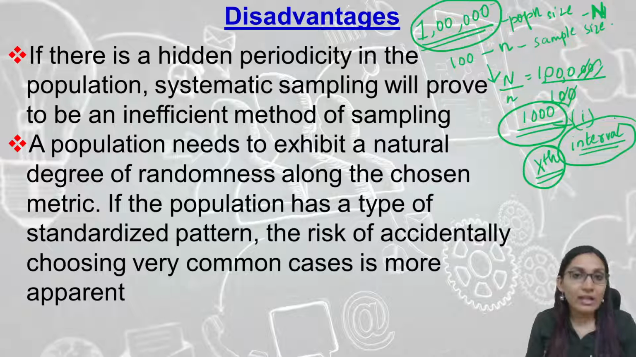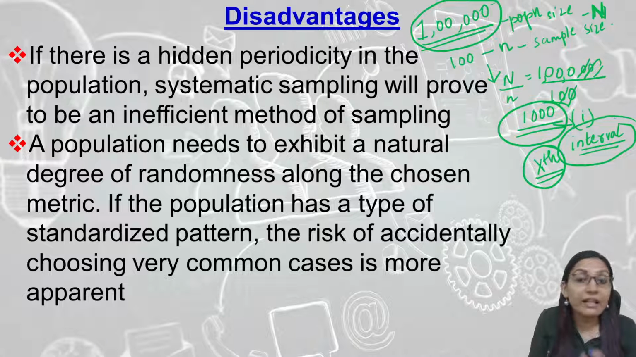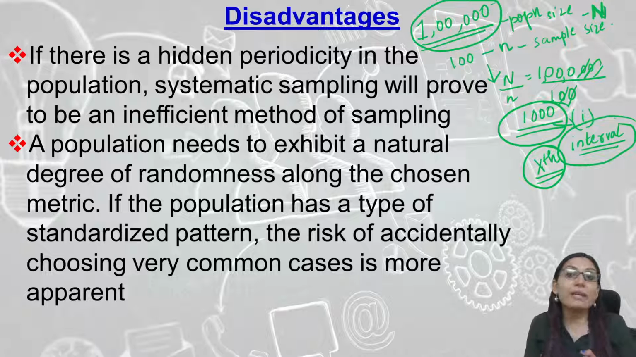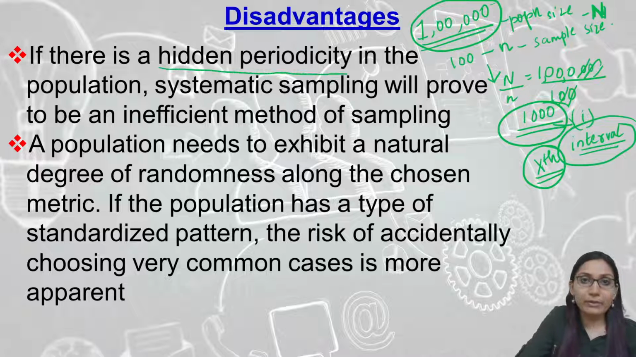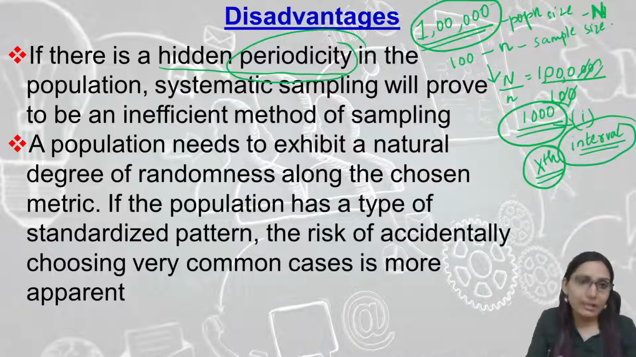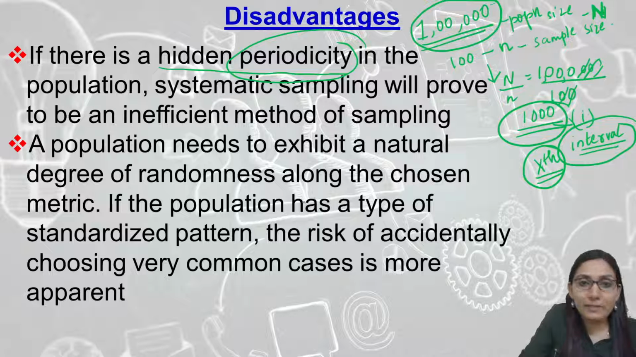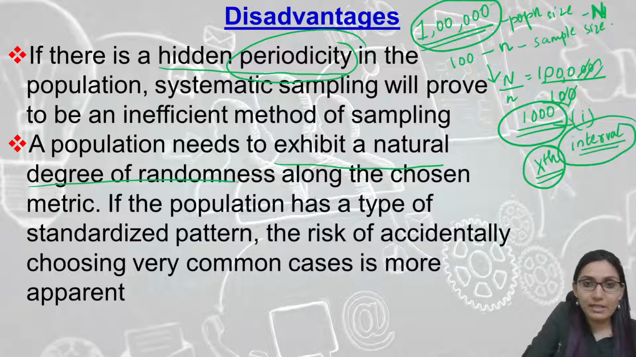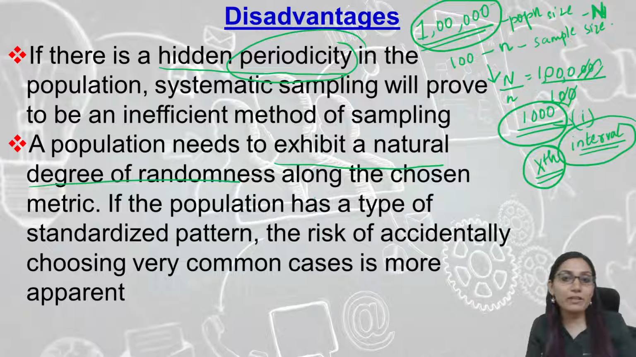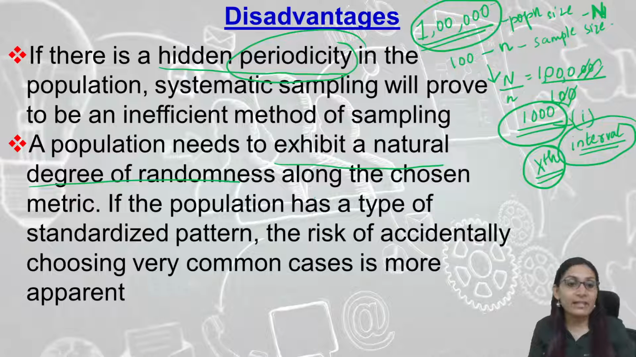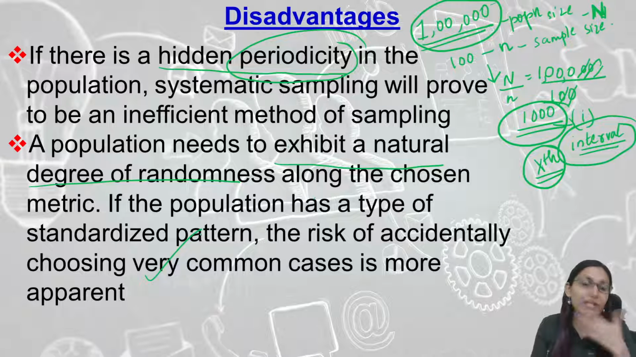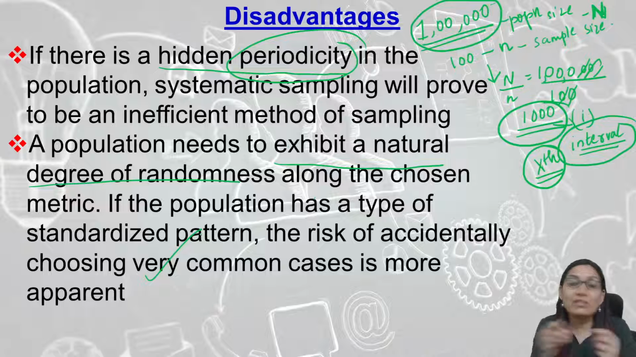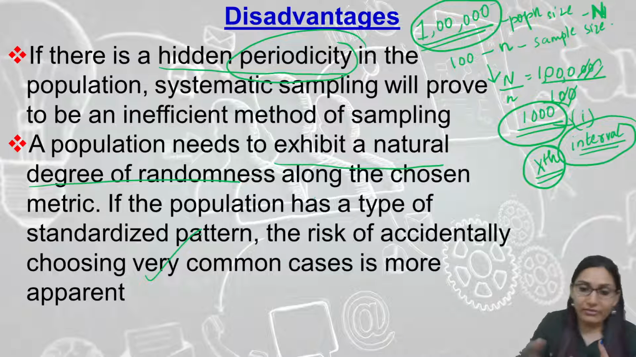Now there are certain disadvantages also. If there is a hidden periodicity in the population, systematic sampling will prove to be an inefficient method of sampling. A population needs to exhibit a natural degree of randomness along the chosen metric. If the population has a standardized pattern, the risk of accidentally choosing very common cases is more apparent. So this is another problem. If the population is not random, then this cannot be effective.